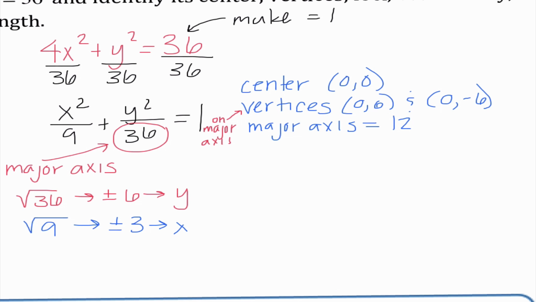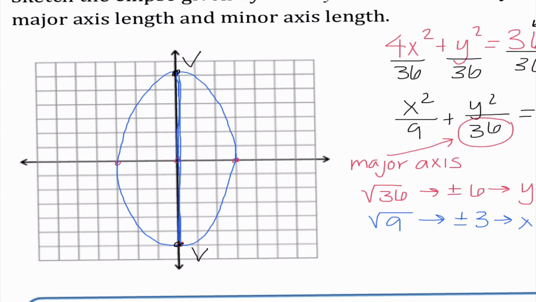Okay, now how could I have done that without using the graph? I'm taking my bigger denominator, taking the square root of it, which is 6, and then multiplying it by 2, which is 12. Okay, our minor axis, so that's the smaller one, so I would do the same thing. I'm taking my smaller denominator, which is 9, square rooting it, which is 3, and when I double 3, I get 6.